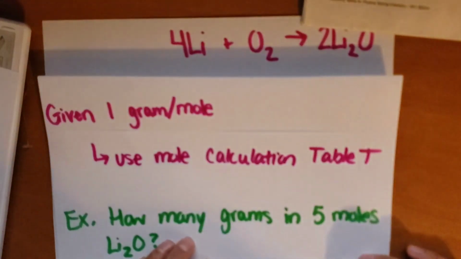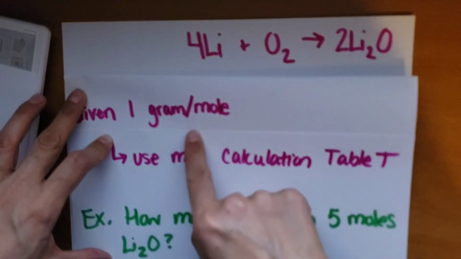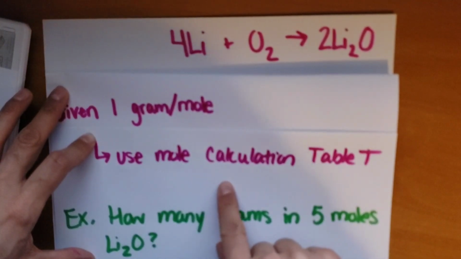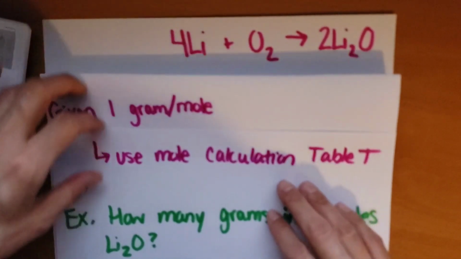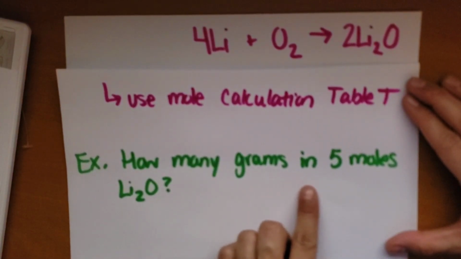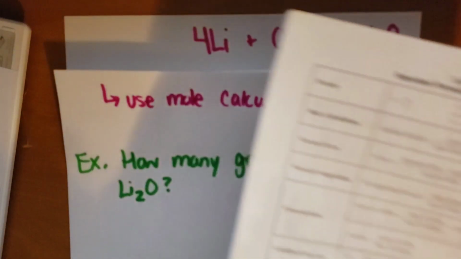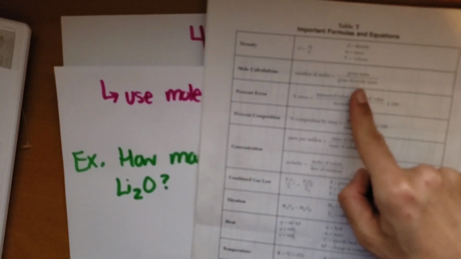So the next kind of question we can be given is seen here, where we're given 1 gram and or 1 mole in the equation. So here we're going to have to use the mole calculation equation from reference table T. Let's look at an example. In this example, we're asked to find how many grams are in 5 moles of lithium oxide. On the back of your reference table T, you can see the equation for mole calculations. The number of moles is equal to the given mass divided by the gram formula mass.